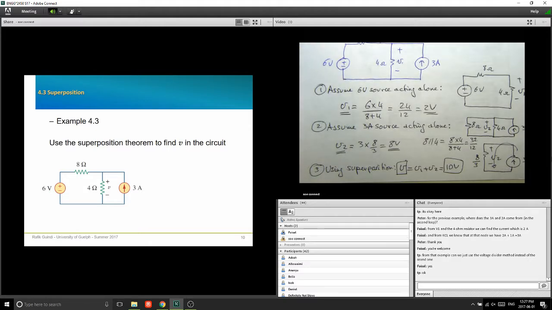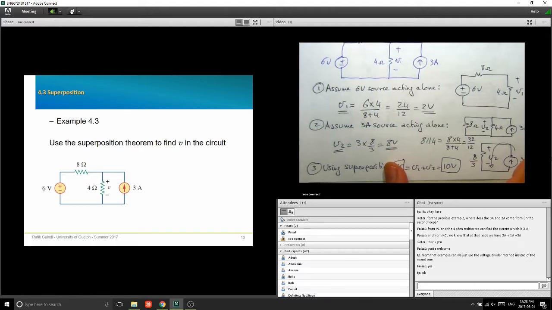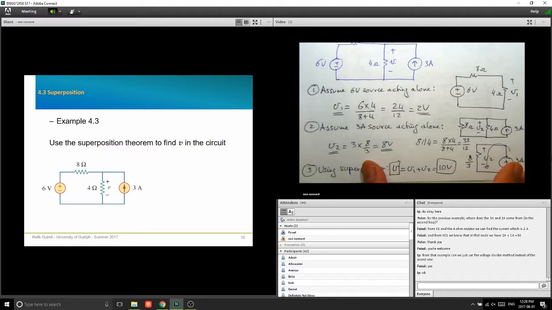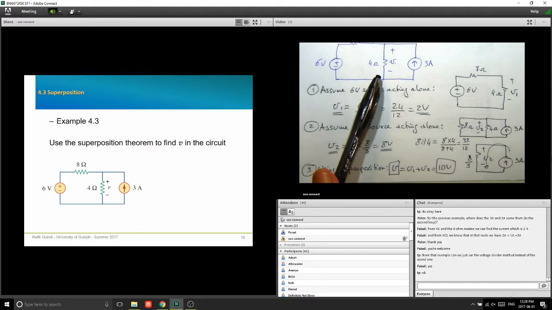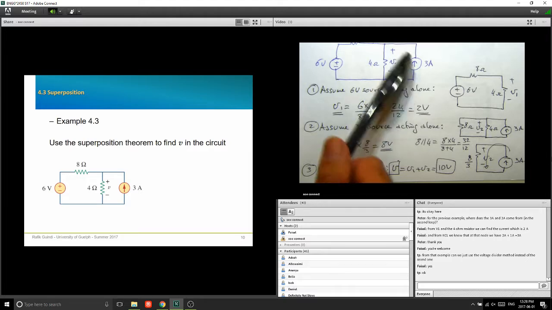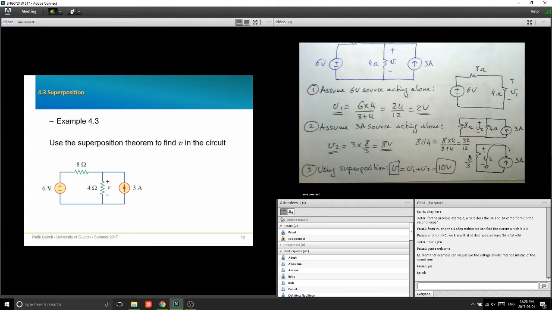Okay? Any questions? Does that make sense? Now, you could try to solve this circuit using any of the other methods that we've learned before. You can do a node voltage, a mesh current, whatever you want, and you can show that the voltage here effectively is going to be equal to 10 volts. So superposition is just another tool that you can use.